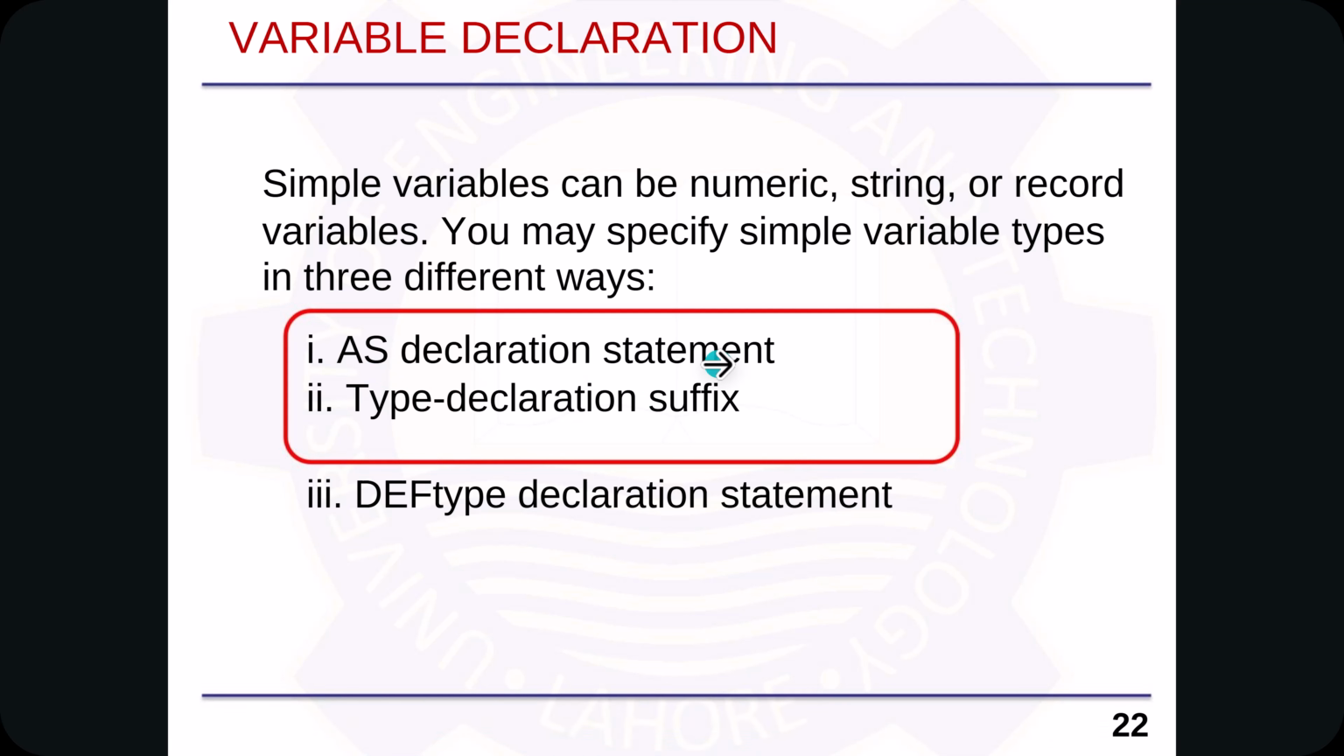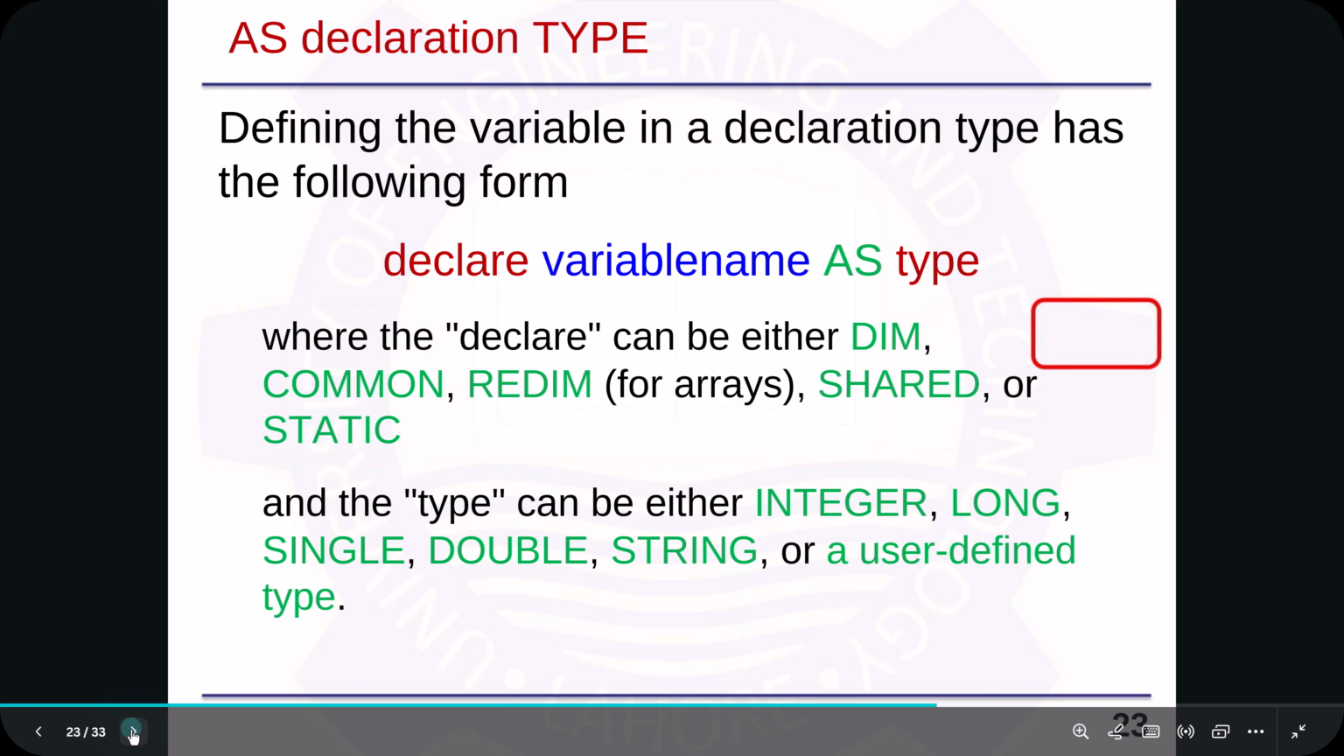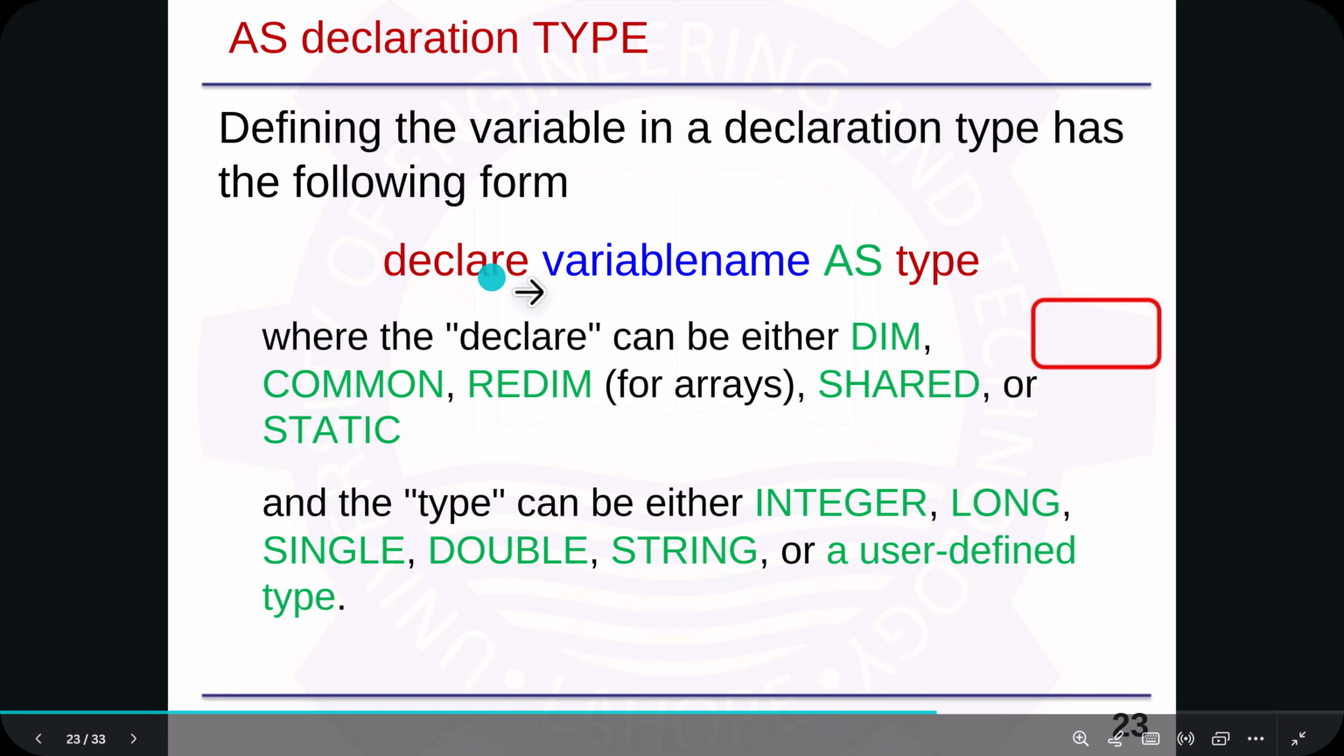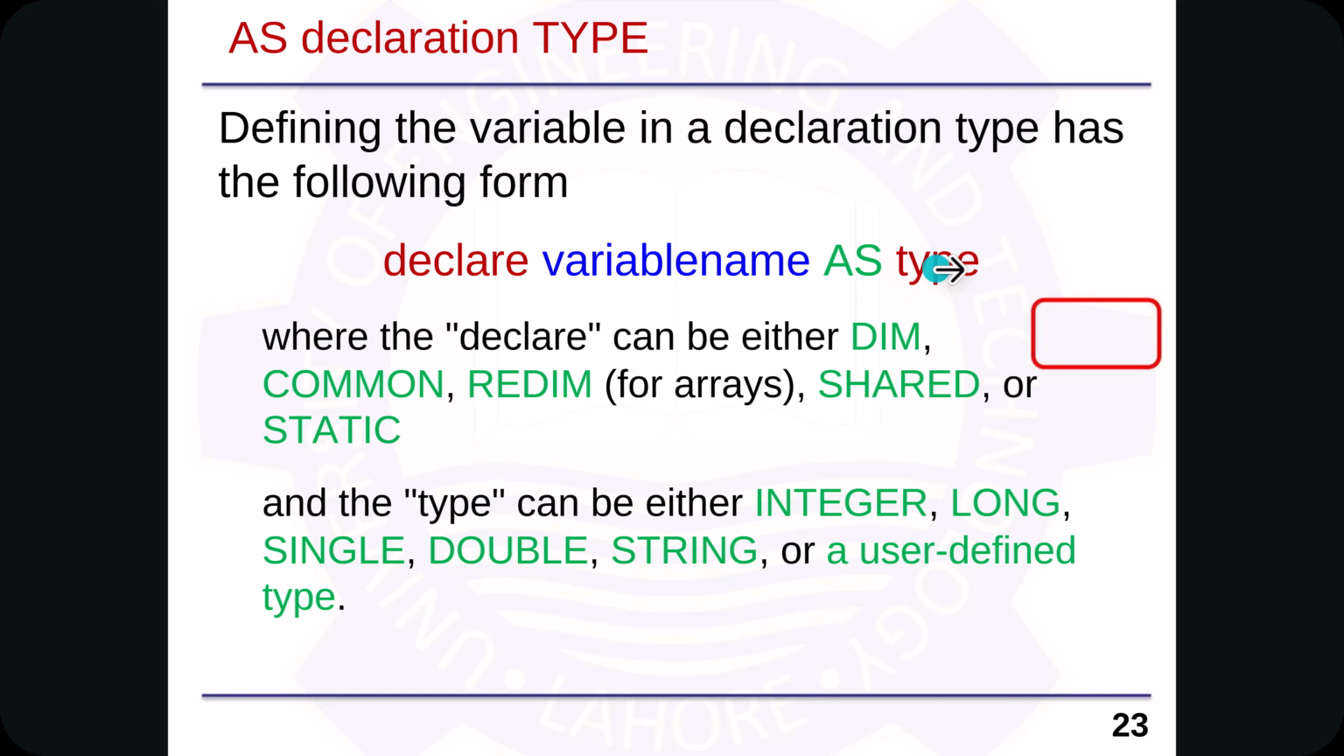For the first part, the AS declaration, we make use of the AS keyword. So this is the syntax: declare variable name AS type. In place of declare, you can use words like DIM, COMMON, REDIM (which is for arrays), SHARED, or STATIC. And in place of the type, that is the data type.